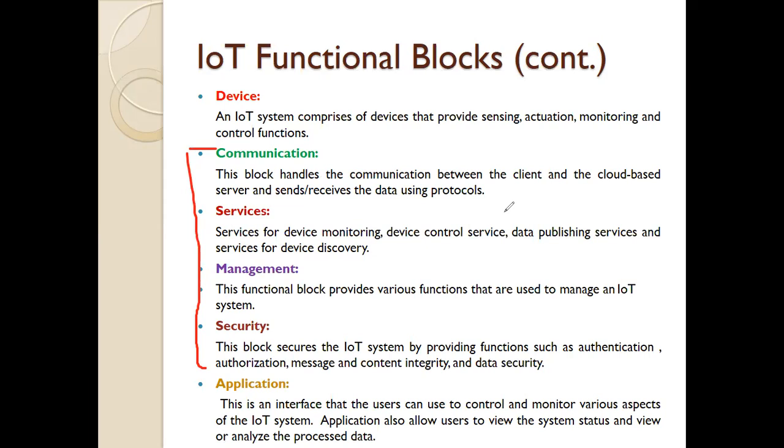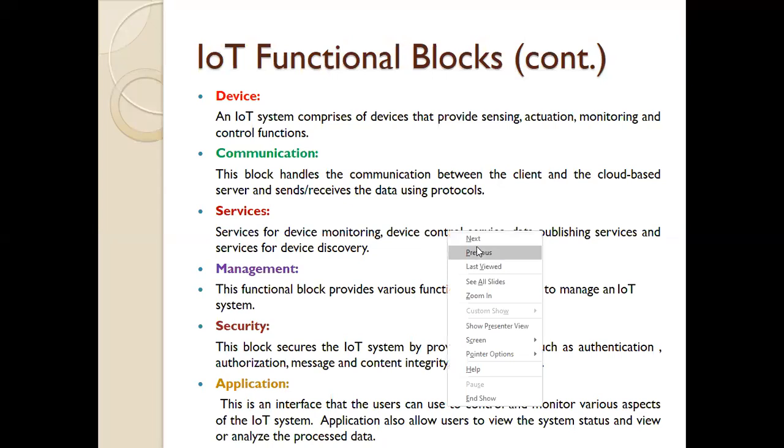And the last one is the application layer. This is the interface that the user can use to control and monitor various aspects of the IoT system. Basically, this is the interface that is available to the user. The application allows users to view the system status. Here the user can see the status of devices, analyze the recorded data, or process that data. So this is all about the functional aspect of the IoT based system.